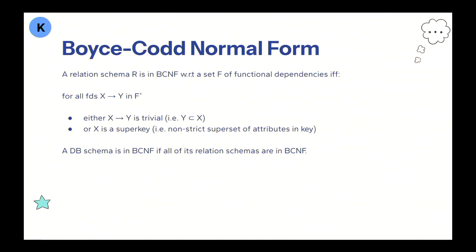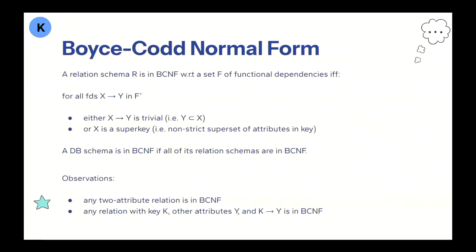So do you still remember the definition of a super key? A super key is the superset of a key. So a key is a set of attributes, and the super key is the superset of the attributes of the key. So that's the restriction here. And that's the definition of BCNF on a relation schema, and a DB schema is in BCNF if all the relation schemas are in BCNF. So this is straightforward.